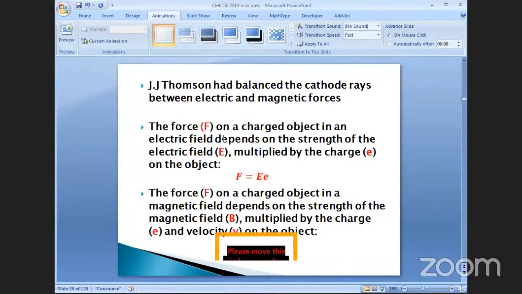So, like I was saying, in an electric field, the force F is equal to the electric field strength multiplied by the charge. In a magnetic field, the force F depends on the magnetic field strength. This one is B multiplied by the charge and the velocity.